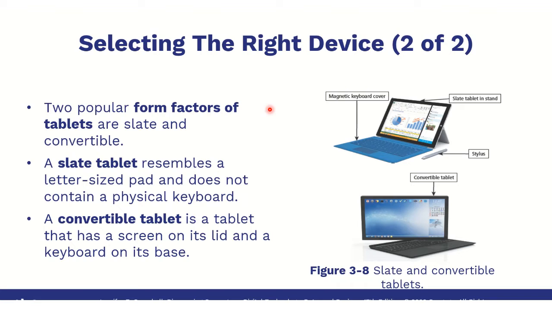Another point: the two popular form factors for tablets are slate and convertible. The slate tablet resembles a letter-sized pad and does not contain a physical keyboard. A convertible tablet is a tablet that uses a screen on its lid and a keyboard on its base.